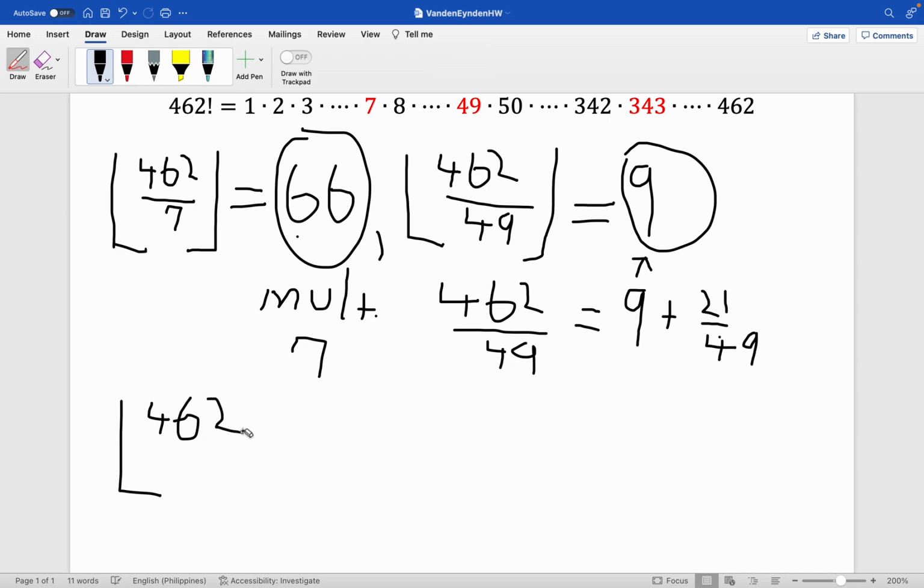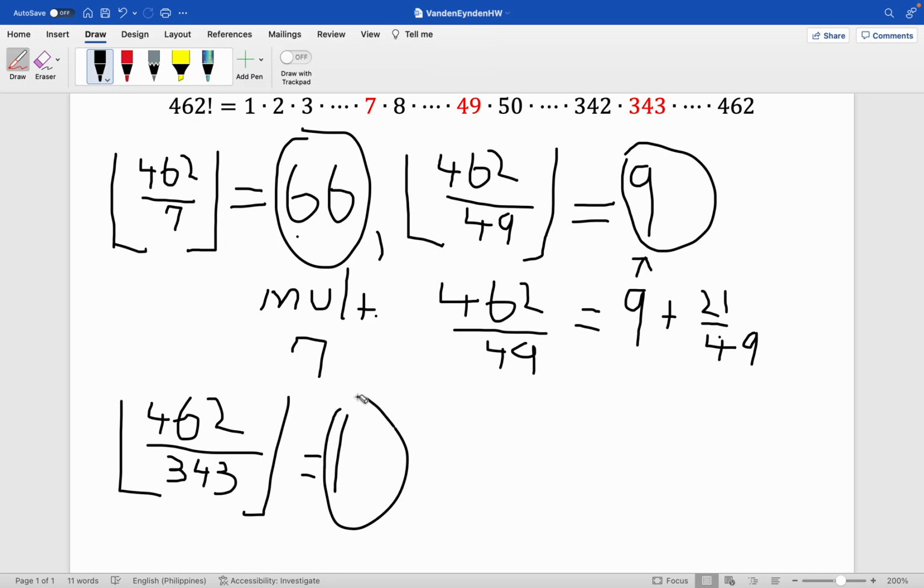462 divided by 343. Now that's an even easier one to see without doing too much heavy lifting. Okay, now that's clearly just equal to 1, right? Ladies and gentlemen, we don't have to do anything at all on that other than notice that 343 goes into 462 just one time, and that's all we care about. So there's one multiple of 343 in that whole expansion.